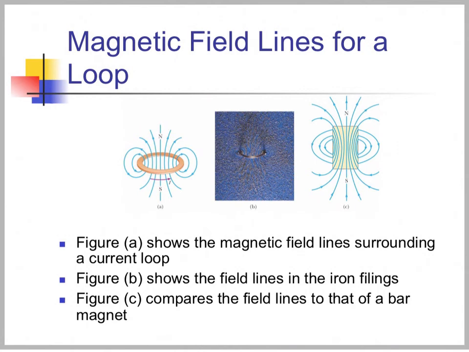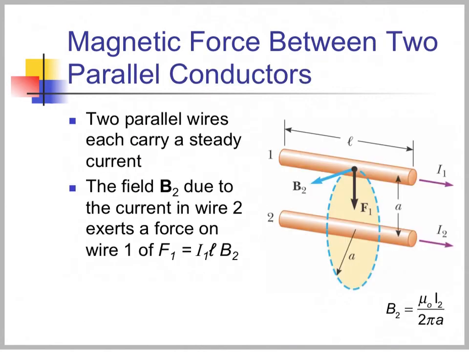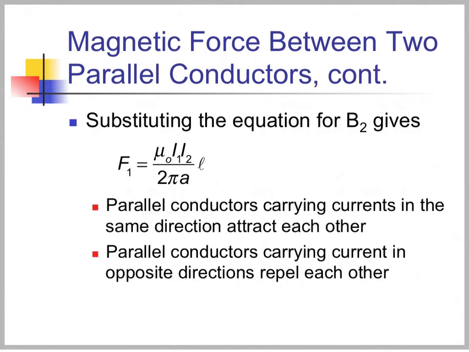Now the next thing I want to look at is the magnetic force between two parallel conductors. So let's say I have two parallel wires and they're each carrying a steady current. Well, the field B2, due to the current in wire 2, exerts a force on wire 1. The force on 1 is I L B, where B is the field from 2. And B2 we know is given by this formula. So we put those together and we get that the force is equal to mu naught I1 I2 over 2 pi a times the length.